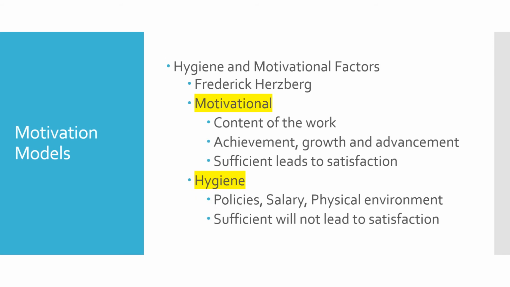The final model we are going to discuss today is the motivation model. What are the different ways of motivating your team members? There are four models we are going to discuss. The first one is the hygiene and motivational factors model, developed by Frederick Herzberg, right? There are two types of motivation he's talking about. The first type is motivational factors, which are the content of the work, the achievement, and the growth or advancement that the job gives to that person. The hygiene factors are the policy, salary, or physical environment. All these are hygiene factors.